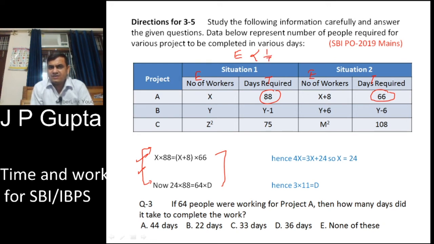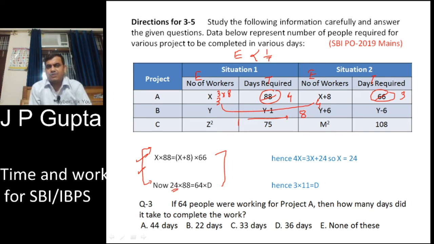So if you look at the ratio of time here, it is 4:3. Generally in this approach I would recommend don't use a pen, just observe the data. The ratio of time is 4:3, so obviously the ratio of efficiency or workers would be 3:4. And now in this 3:4 ratio, the actual difference is 8. So we say that one part is 8, so 3 parts would be 3 into 8, that is 24.